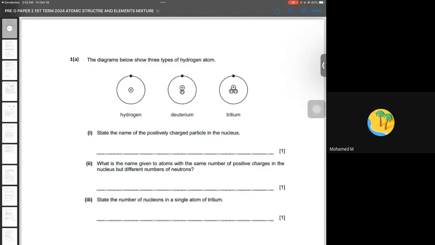Question number 1, part A and part 1. State the name of the positively charged particle in the nucleus. What would you say?